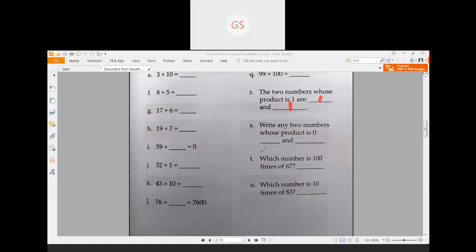Write any two numbers whose product is 0. Any two numbers. So definitely, what will be the one factor? The one factor will be 0. Isn't it, children? In the next column, you can fill any number. Maybe your favorite number. I'm writing my favorite number. My favorite number is 3. So I'm typing 0 into 3. Okay, fine. 64 into 0.